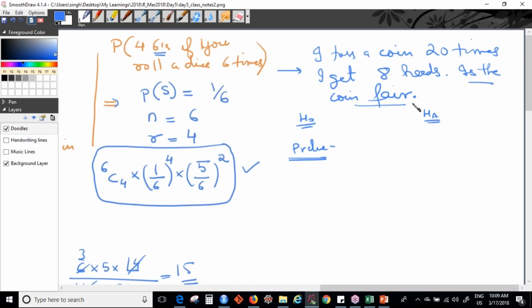Can you do this quickly guys? I'll wait for 2 minutes. Write down your null hypothesis, write down your alternative hypothesis, find your p value, and then based on the p value you either reject your null hypothesis or you don't reject it. You know the binomial distribution. You can use R to find the exact probability. So quickly do this. I'll wait. Then I'm sure it will be clear.